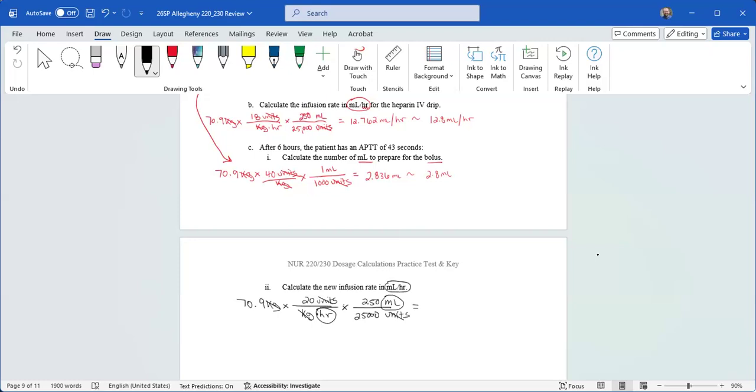The only trick here is that you need to know what to do with that 20 units. You need to increase it. And like I said, I'm going to work through another scenario. If you're sitting there wondering what in the world he is talking about, I was just doing this because Amber asked before the class started. So I'm just going to take 70.9 times 20 times 250 divided by 25,000. And then you should get an answer of 14.2 milliliters per hour.